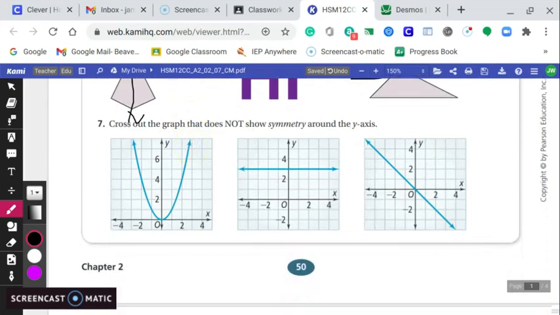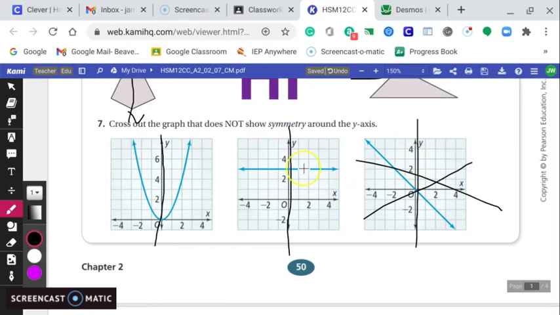Number 7, cross out the graph that does not show symmetry around the y-axis. So this one, here's the y-axis. That one's going to be true. This one's going to be true also. This one will not be true because you put a line down here, this will reflect over here, and this will reflect over here. So this is not true. So we're going to put an X on that and say it's false.